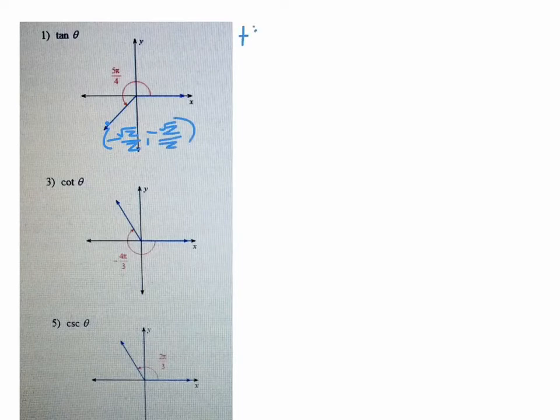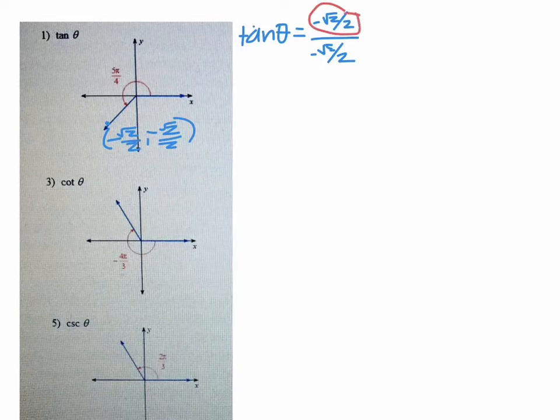Since tangent is sine over cosine, which is the same thing as y over x, I'm going to have -√2/2 over -√2/2. Now, I could do the whole multiply-the-reciprocal thing, but hopefully you notice that the numerator and the denominator are the same thing. So anytime you do something divided by itself, that's just 1. And it was a negative divided by a negative, so it'll become a positive.